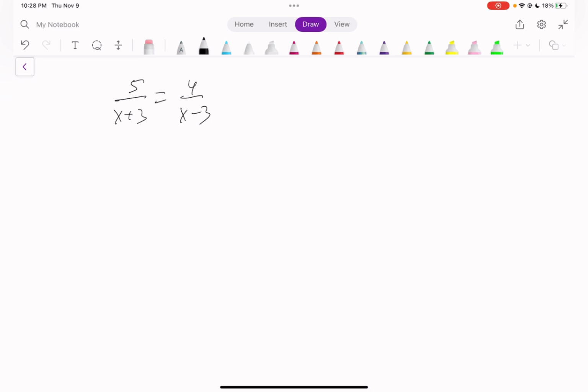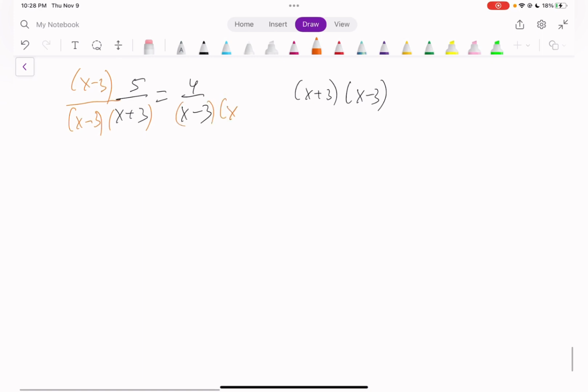So what is going to be the common denominator? x plus 3 times x minus 3, right? The common denominator, that's why we call it common, has to have all denominators from all fractions. So here I'm multiplying by x minus 3, here also x minus 3. And here I'm multiplying by x plus 3, correct? And the same change I do to the numerator, so the fraction stays balanced.